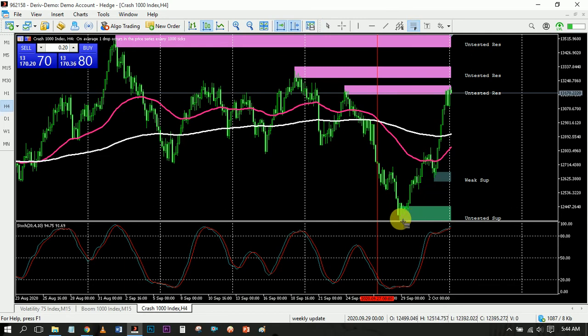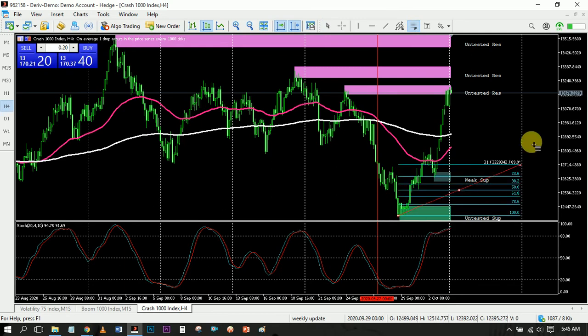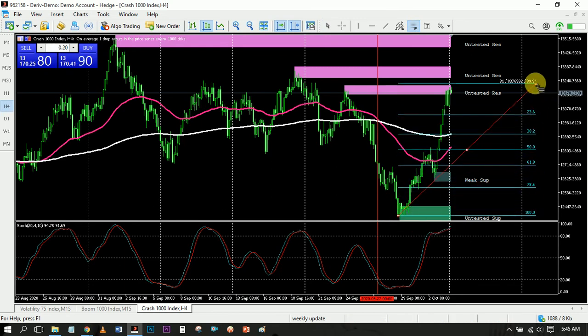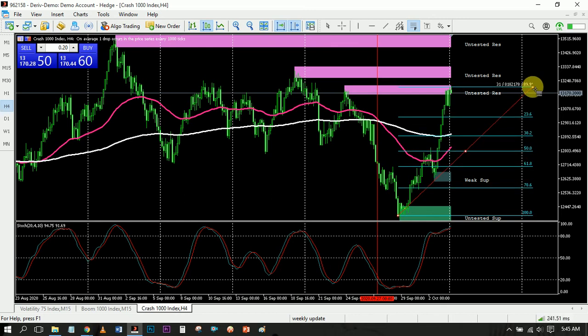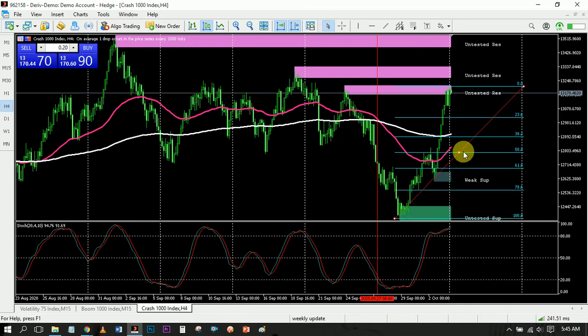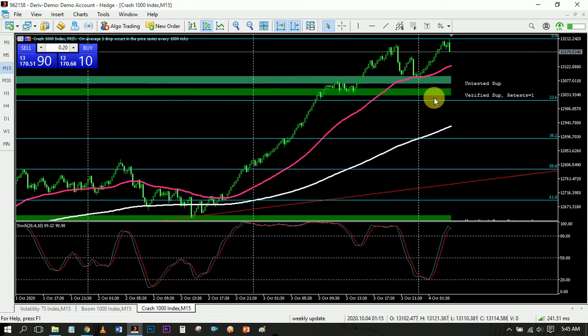For Crash 1000, the market moved to this level. All right, market moved to this level. So yeah, I'm expecting more intersections.